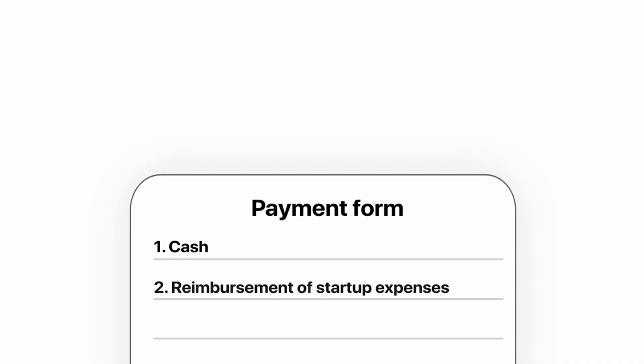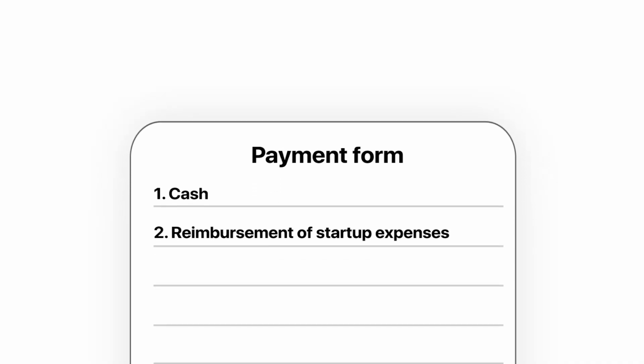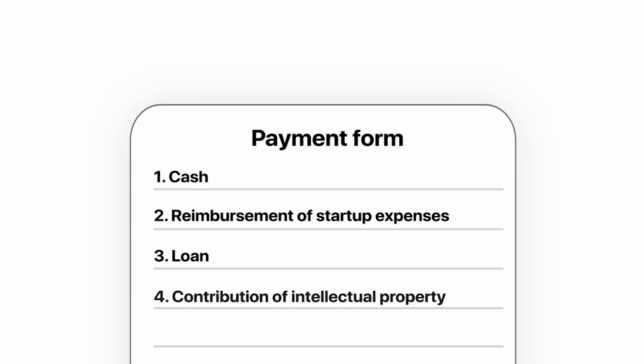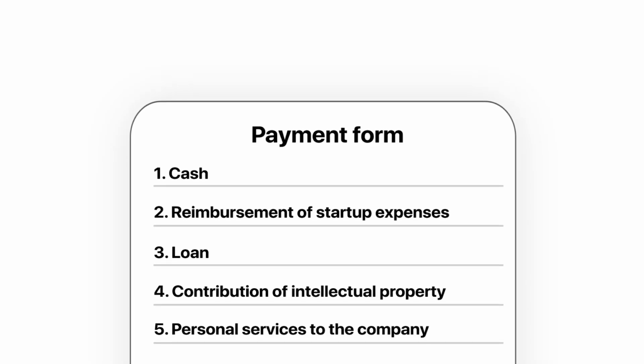Payment can either be in the form of cash, reimbursement of startup expenses, forgiveness of loan, contribution of intellectual property, or personal services to the company. Be careful with stock for services though, because the IRS will tax that just as they tax your W-2 income.